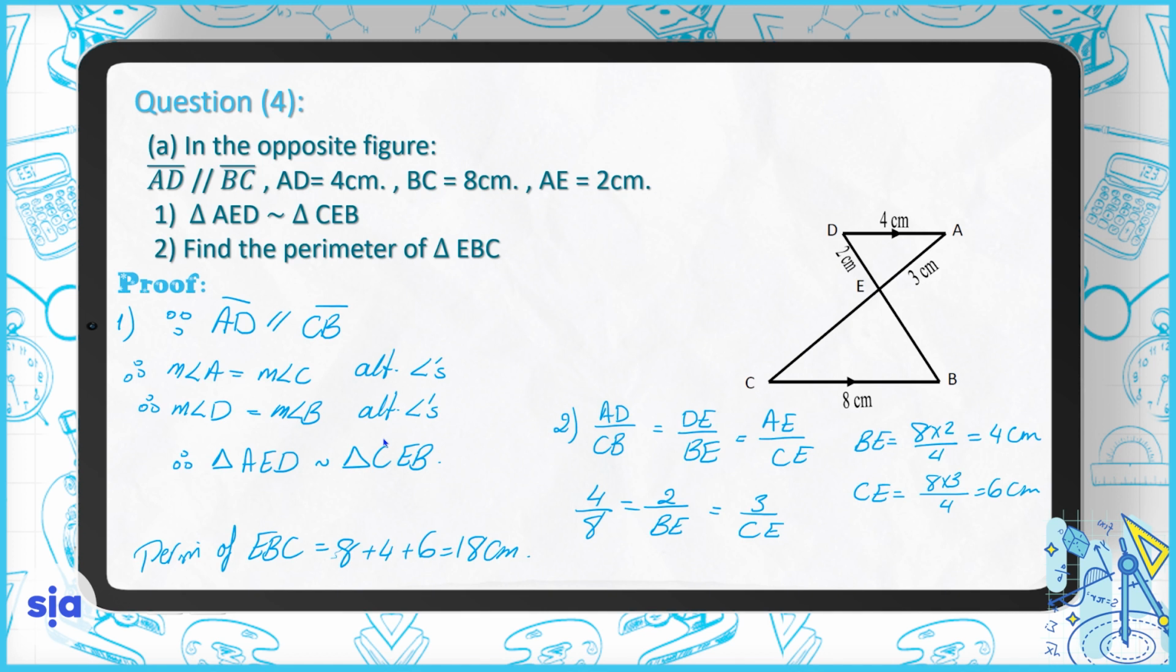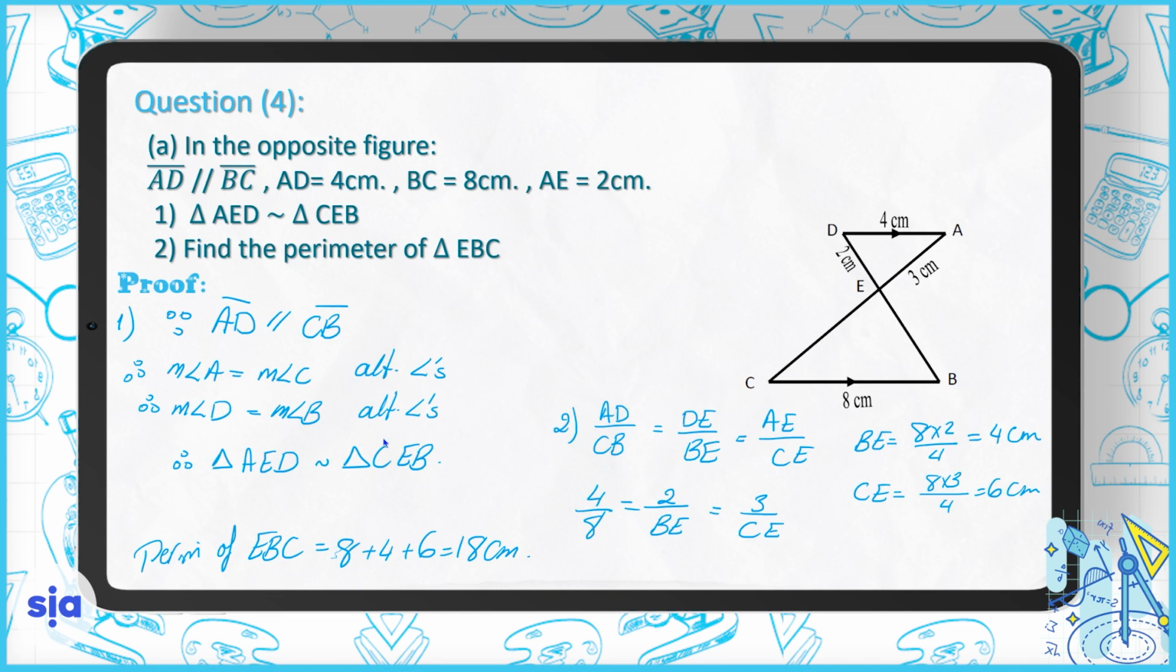To find the perimeter of triangle EBC, as long as the two triangles are similar, then AD over CB is equal to DE over BE is equal to AE over CE. By substituting the given sides, it's 4 over 8 equals 2 over BE, that's unknown, equals 3 over CE, that's also unknown.